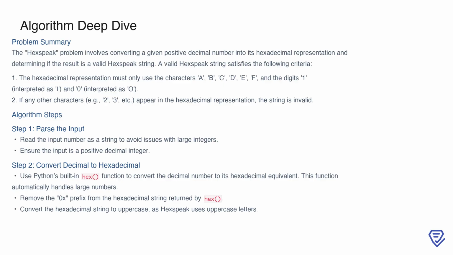This function makes the process straightforward and handles large integers seamlessly. Afterward, we strip the 0x prefix that Python includes in the output of hex, and convert the resulting string to uppercase, as Hexspeak uses uppercase letters exclusively. This prepares us for the validation and transformation steps ahead.